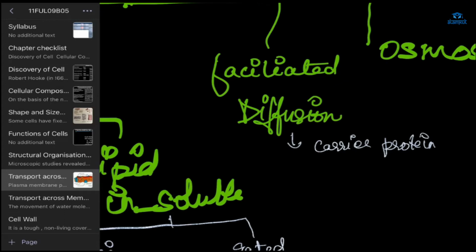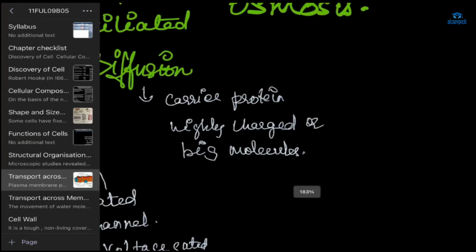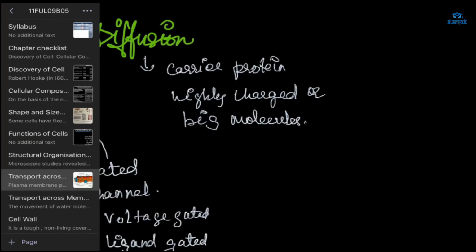So it also goes in the plasma membrane. So it is facilitated diffusion. It requires carrier protein. This happens with the highly charged or big molecules. Okay. Ma'am, I didn't understand the last point about the highly charged and the big molecules.